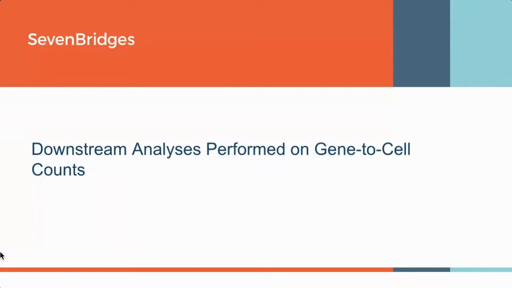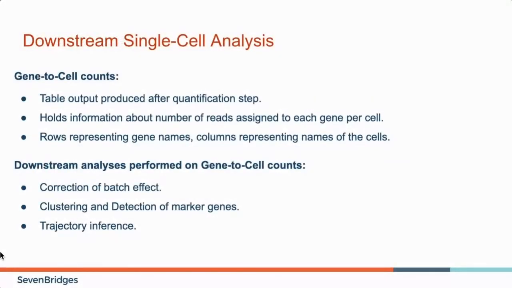So in the following section, we will be talking more about analysis available on Data Cruncher that can be used to perform downstream processing of gene-to-cell counts. Next slide, please. So single-cell downstream analysis starts with a gene-to-cell count table produced as a result of quantification using the tools described in the previous section. These tables hold information about the number of reads or UMIs that are assigned to each gene and each cell. Rows of the table represent names of genes, while columns represent different cells. We'll give a brief overview of some downstream analysis that could be performed on gene-to-cell counts.